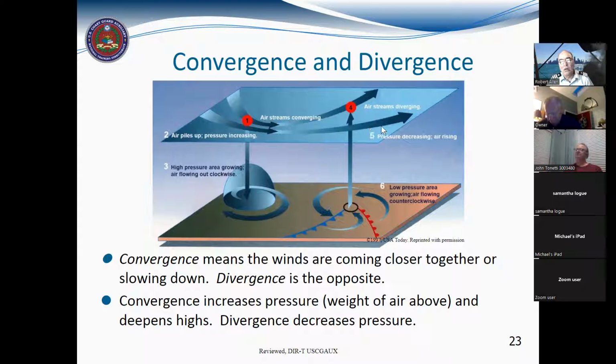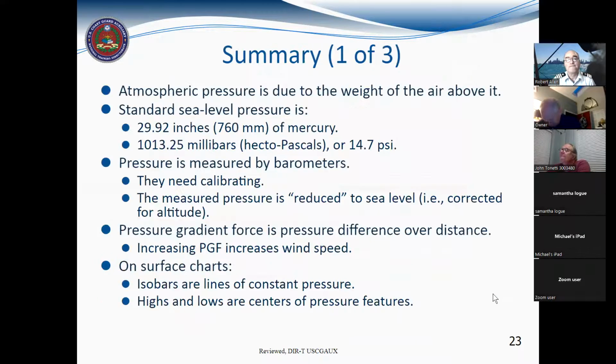Now here, when they're out of the construction zone, zoom, they take off in the upper atmosphere. And as they take off and increase speed, they suck that air out from underneath it, causing this rising air and a low pressure at the surface. Convergence increases pressure and that deepens the highs. Divergence decreases pressure and deepens and increases the lows, creates lower pressure. It's kind of a tricky one, but it's clear.